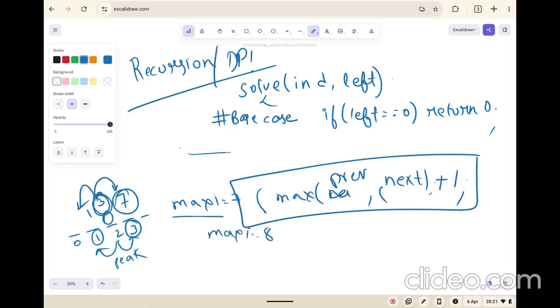Now what will be the cost to make that element a peak? You tell me. You had a 3, you want to make it 8. How much cost will it take? It will take 5. How did you find it? So you found it using 8 minus 3.